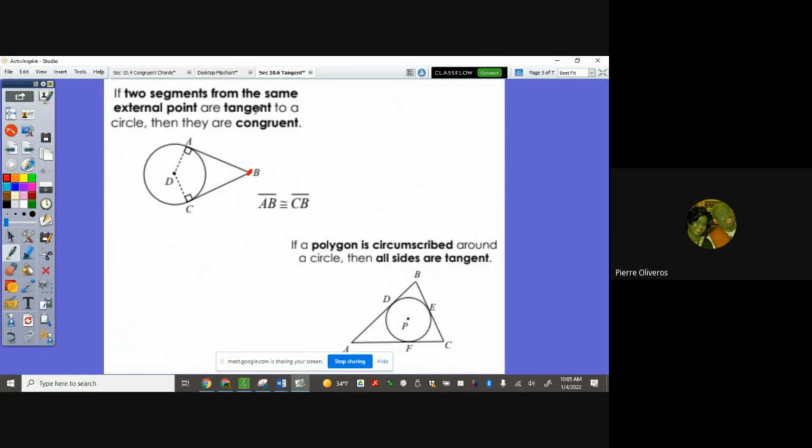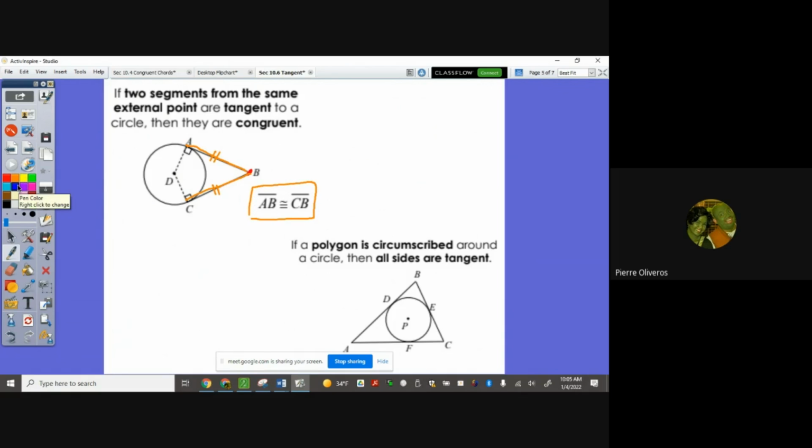If two segments from the same external point, in this case B, are tangent to a circle, so this is a tangent, this is a tangent, so segments BA and BC are tangent to circle D, then they will be congruent. That's why segment AB is congruent to segment CB.